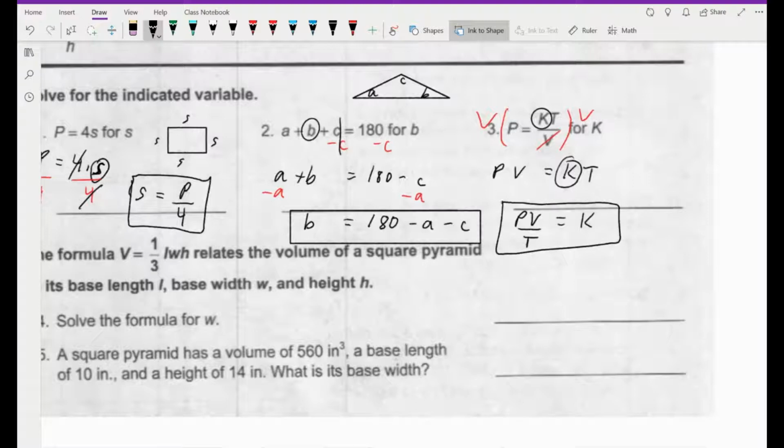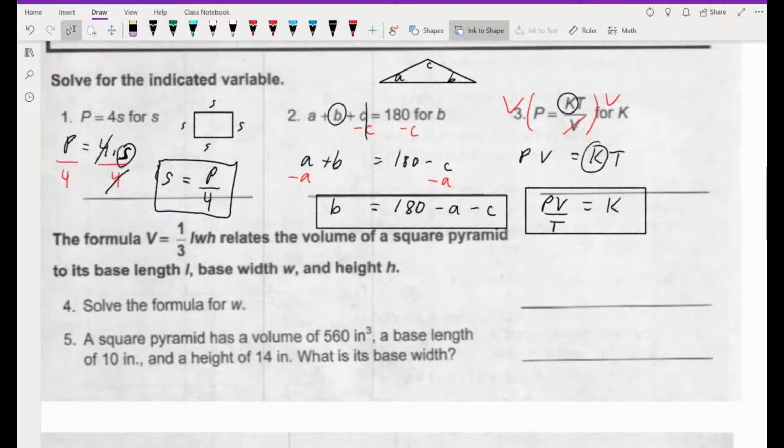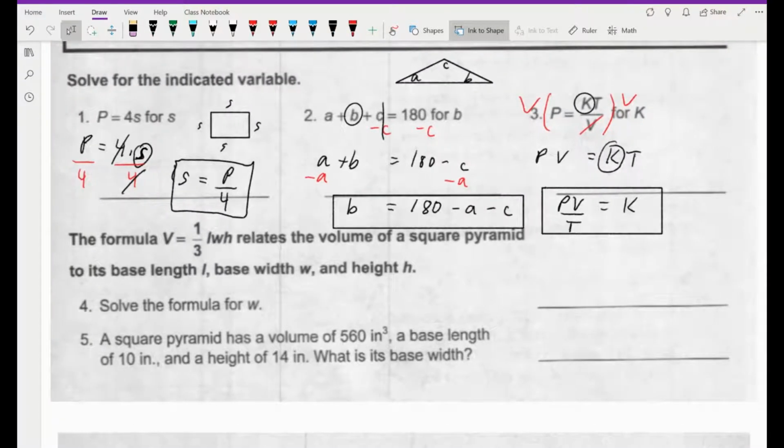For the next two problems, numbers 4 and 5, on our mastery worksheet, they give us the equation to find the volume of a square pyramid. A square pyramid, which would look something like this. It's supposed to be a square. The volume of a square pyramid is the volume of the object times 1/3.